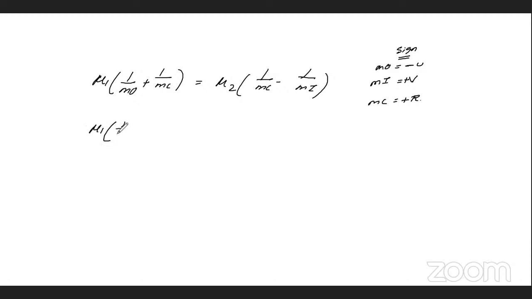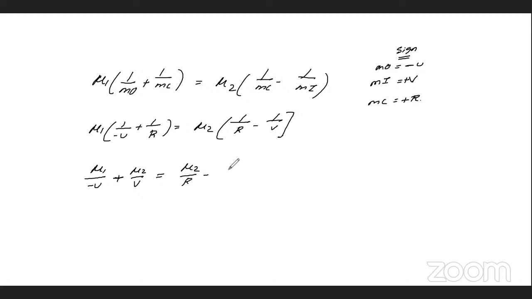So mu1 into (1 by Mo, that is minus u, plus 1 by plus r) is equal to mu2 into (1 by r minus 1 by v). What I'll do is take the r terms on one side and the other terms on the other side. So mu1 by minus u, minus of minus becomes plus, plus mu2 by v is equal to mu2 by r minus mu1 by r. Taking the minus here, in this relation mu2 by v minus mu1 by u is equal to (mu2 minus mu1) divided by r.